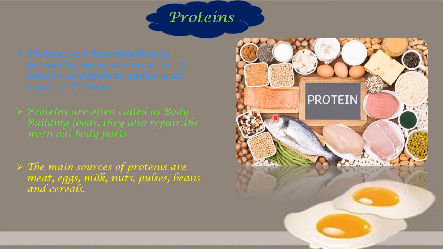Here the proteins from plant sources such as pulses and beans are called plant proteins, and the proteins obtained from animals like cheese, egg, meat, all these are called animal proteins. Now we will conclude all the three things that we have learned: carbohydrates, fats, and proteins. All these are categorized under macronutrients, which are much more required in our body.